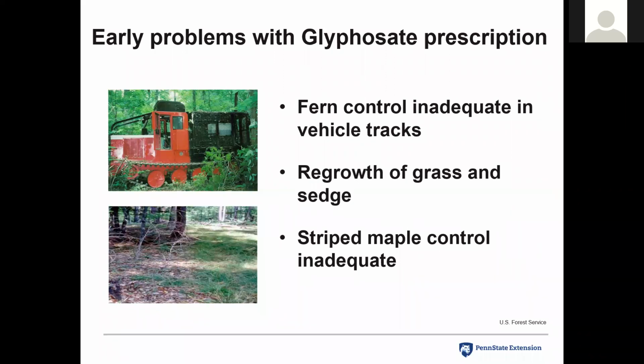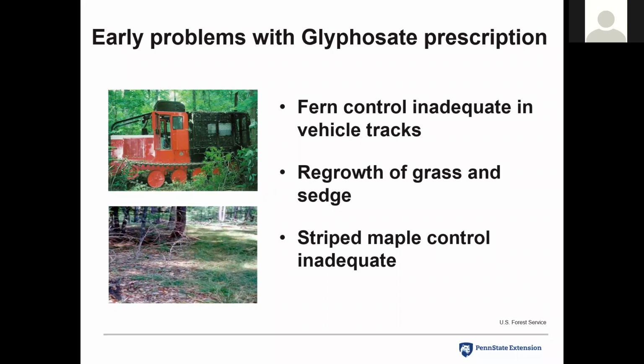So the fern control was inadequate in vehicle tracks. What they found was when track machines or rubber tire machines were driving through the ferns, they were not only breaking the frond off the rhizome, but they were actually physically breaking the rhizome itself. And if the rhizome wasn't connected to foliage, or wasn't connected to another rhizome that had a frond attached to it, and it was maybe just a separate fragment, it actually would re-sprout.